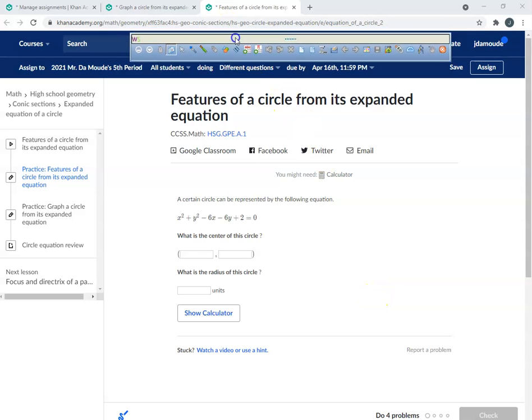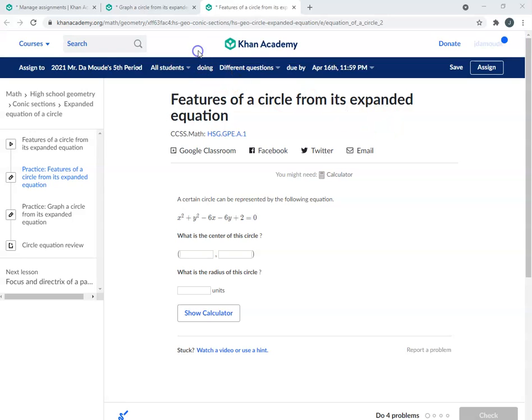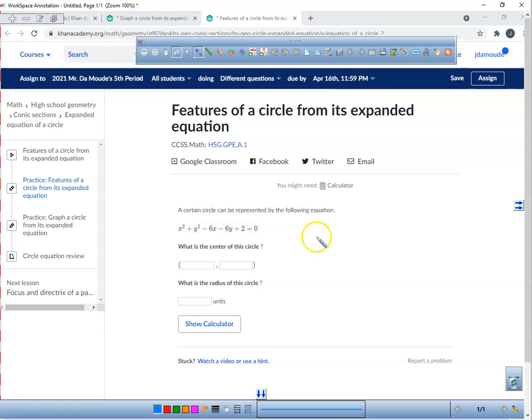Today we are going to learn how to find the features of a circle from its expanded equation. So what I'd like you to do right here in your journal, you should have x squared plus y squared minus 6x minus 6y plus 2 equals 0.